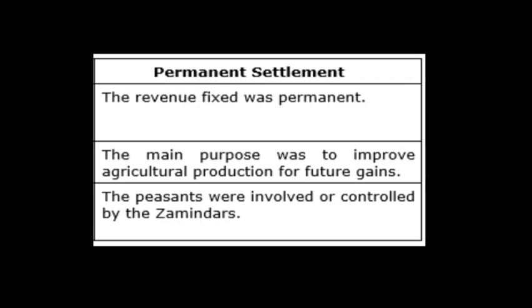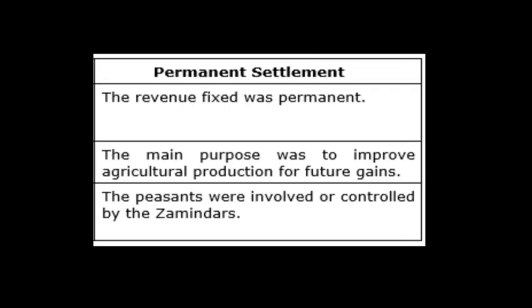Whatever money was fixed was to be permanent. It will not go down, it will not rise. Before the British arrived, if crop failure happened, the farmers could pay less. But in this instance, whatever has been decided by the British, the Indians are supposed to pay. The main purpose of this settlement was to improve agricultural production for future gain, but this could not be seen in the scenario of India.